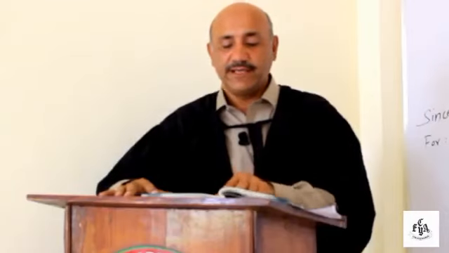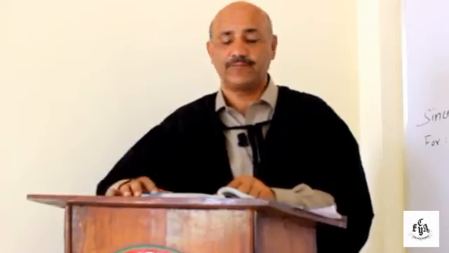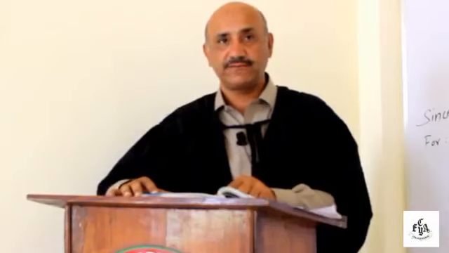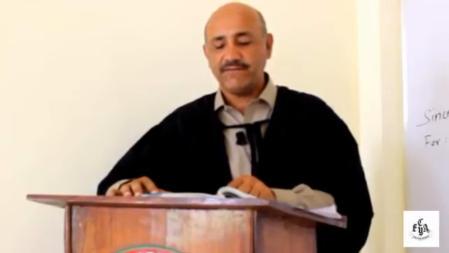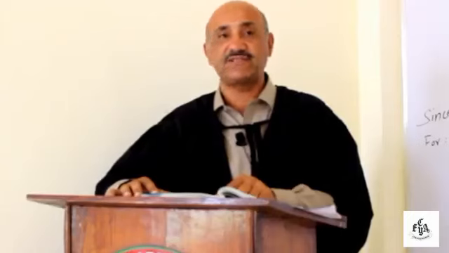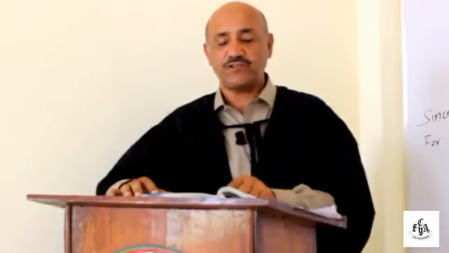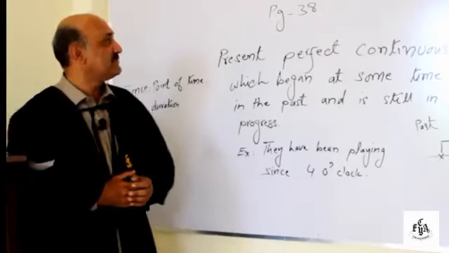Number 7. He is crying at the top of his voice. He is crying: present continuous tense. We will change this to past perfect. He had cried at the top of his voice. Sentence number 8. We buy vegetables from the market. The sentence is in present indefinite tense. We will change it to present perfect tense. We have bought vegetables from the market. Grammar exercise on page number 38.